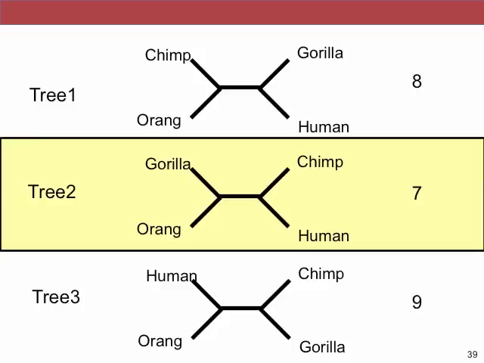So for this data matrix, for these 4 taxa, there is one tree that scores better, and we consider that the most parsimonious tree. And that's tree 2. This is the taxa pattern in tree 2. Any questions about this?